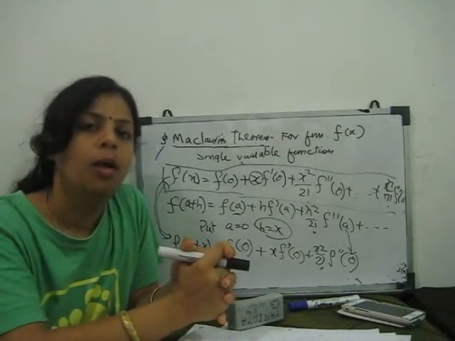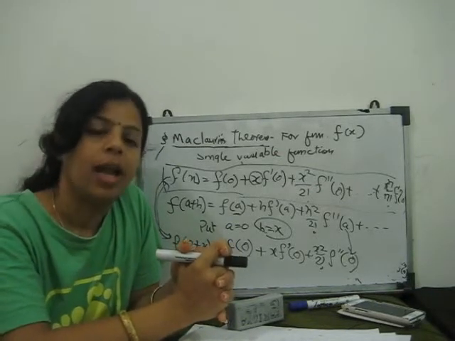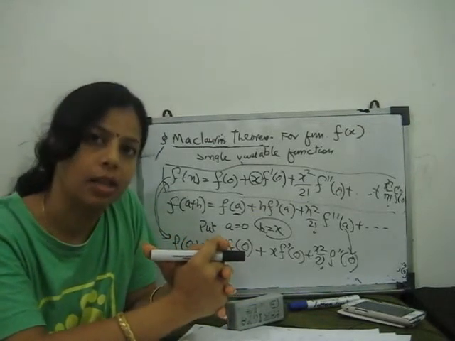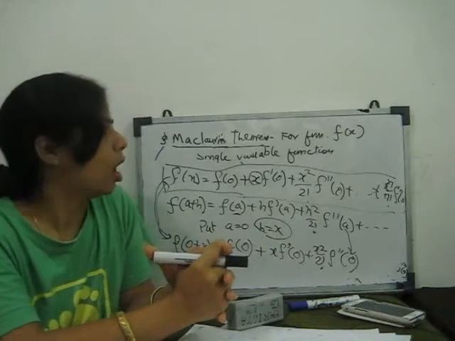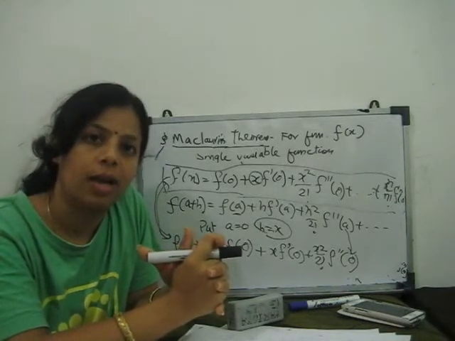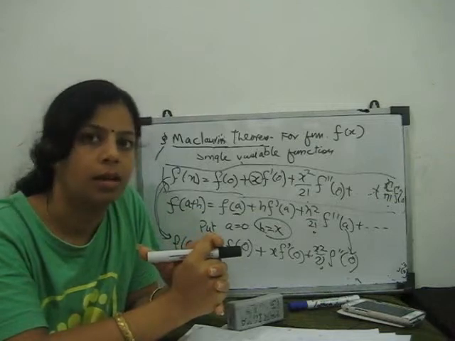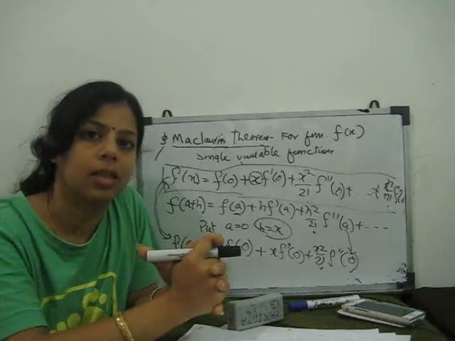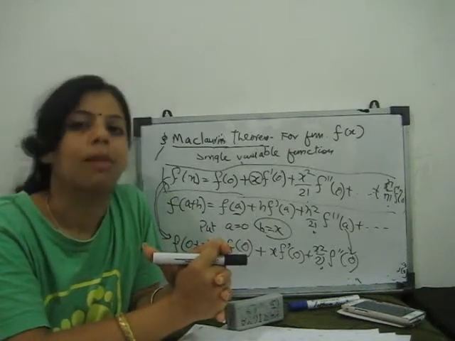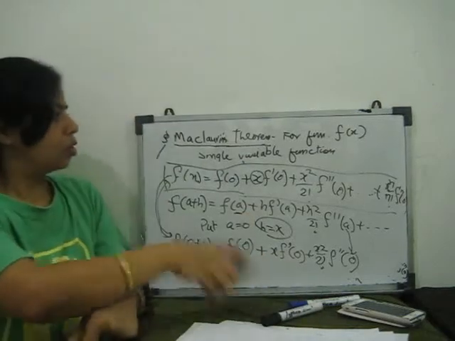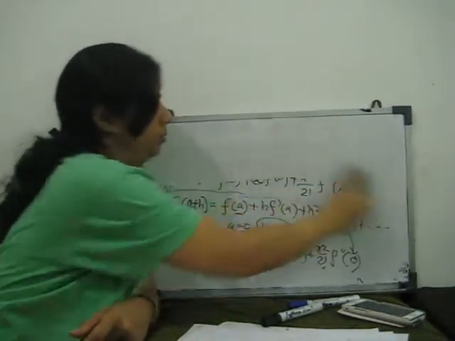When we put the point equal to 0 and the interval h equal to x, our variable, we get our Maclaurin series. Now we see some problems on how to expand any given function of a single variable with the help of Maclaurin and Taylor. First I discuss some examples on Maclaurin, then we go to the Taylor series. Okay, now some problems.